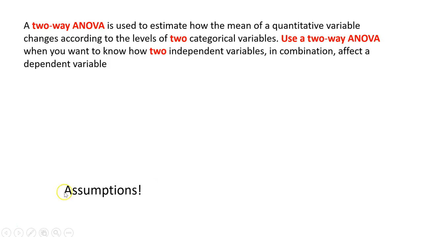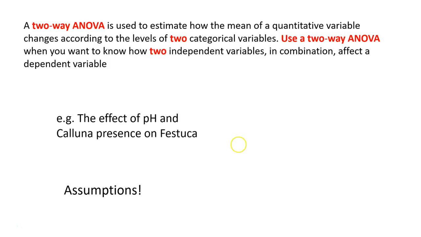Remember again to check your assumptions, and you can find these on that two-way ANOVA worksheet that's available in Canvas. So when might you use this and how might it differ to a one-way ANOVA? So remember, a one-way ANOVA is just testing the means of more than two treatments, whereas this is testing the effect of two categorical variables on a response variable.